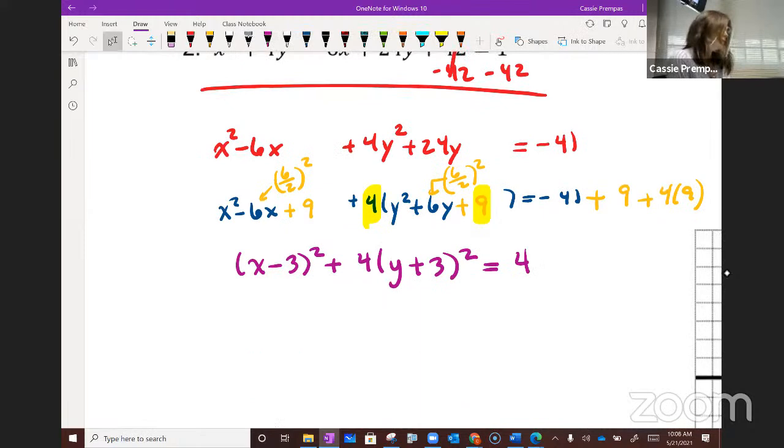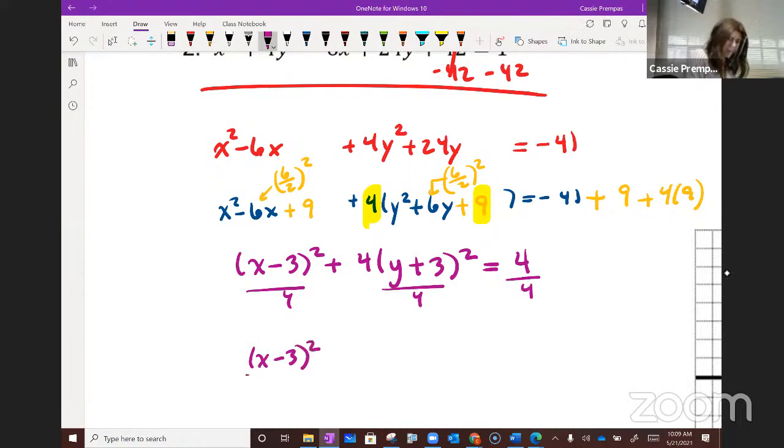But thinking about standard form, what do you have to set the equation equal to? We have to divide by 4, correct, because we need to set that equal to 1. But when we divide 4 by 4, it does come out to equal 1. So now I have x minus 3 quantity squared over 4 plus, 4 goes into itself how many times? 1. So this is just going to be y plus 3 squared over 1 is equal to 1.